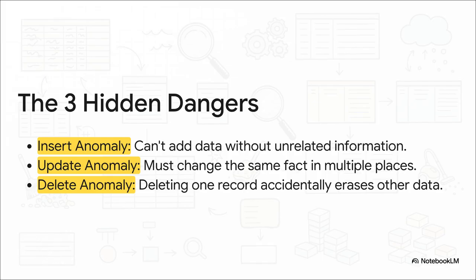Think about it. An insert anomaly. That means you can't even add a new student to your database unless they're already in a course. Kind of weird, right? Then there's the update anomaly, where you have to change a student's name in like 10 different places. And the delete anomaly? Oh, that one's nasty. That's when you drop a student's only course and poof, they're just gone from your records entirely. So normalization, that's our toolkit for solving this whole mess.